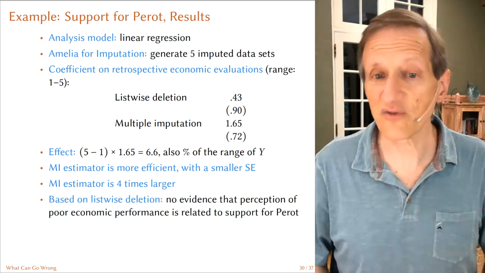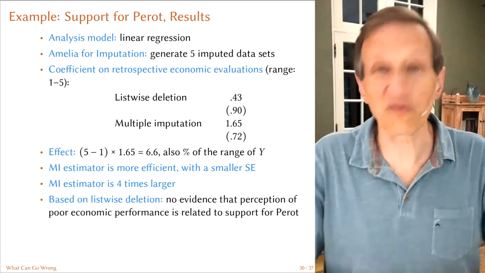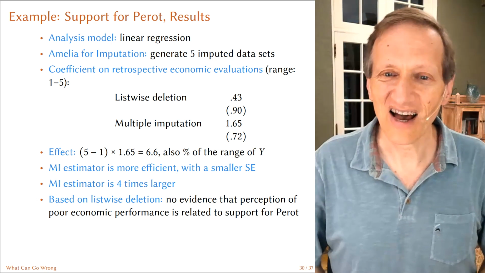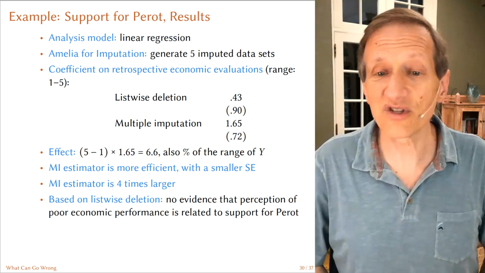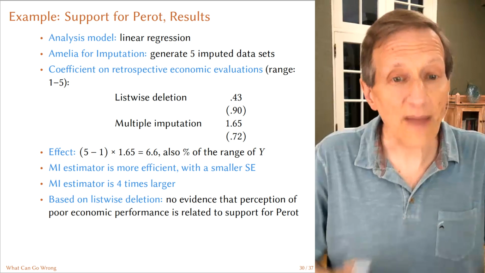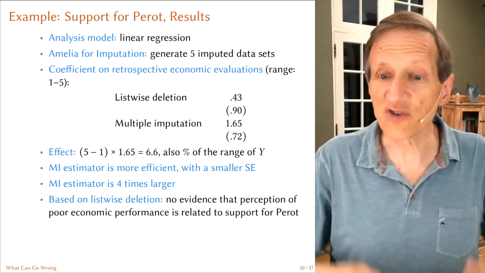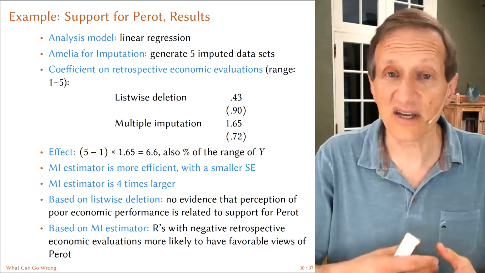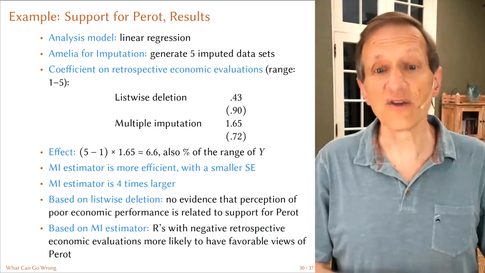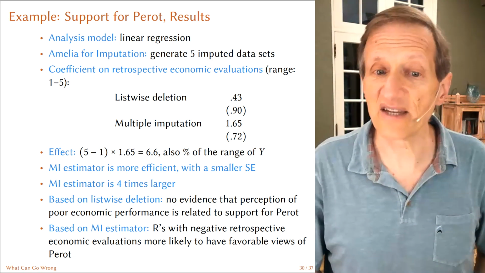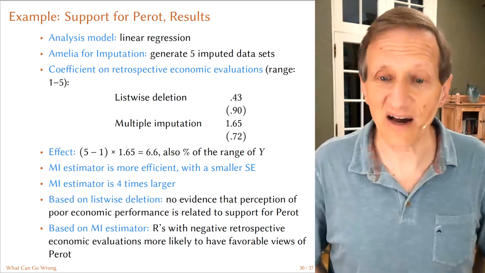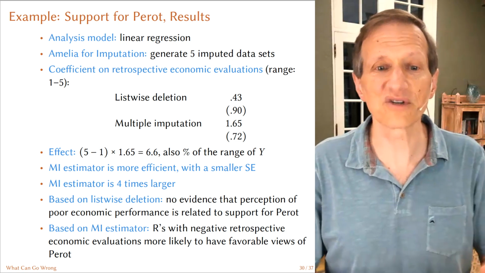The coefficient is 4 times larger. Your performance may vary. You'll see what happens. It worked nicely in this case. Based on listwise deletion, there was no evidence that the perception of poor economic performance is related to support for this third-party candidate, but based upon the multiple imputation estimator, the respondents with negative retrospective economic evaluations were more likely to have favorable views of Perot.